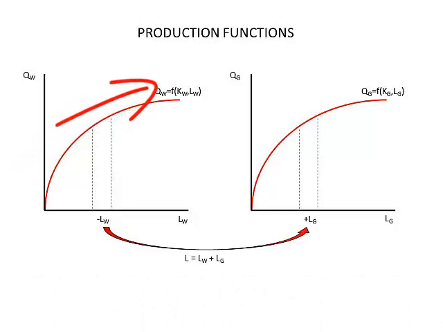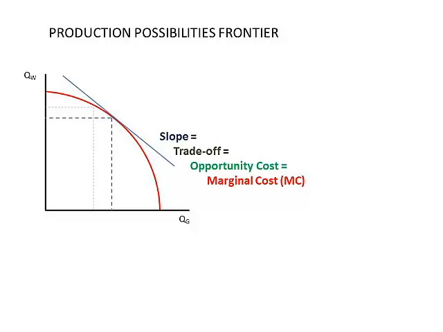That means that the slope of the production function becomes flatter and flatter, and the slope is the marginal product of labor. As workers move from one industry to another industry, we can trace out all the possible combinations of widgets and gadgets that our economy can produce, given our resources and technology. That is, we can trace out the production possibilities frontier. The slope of the PPF shows the trade-off.